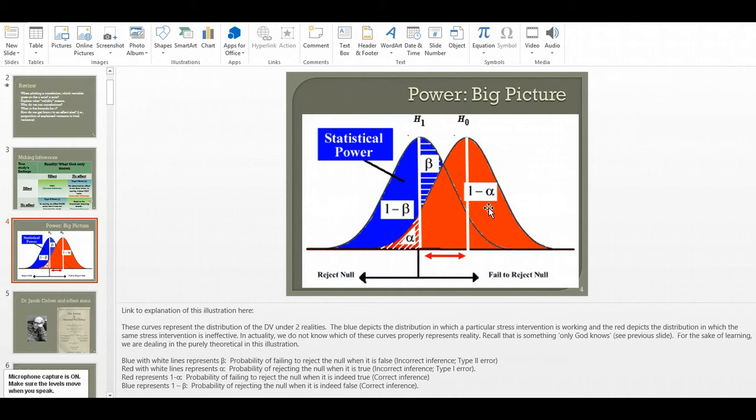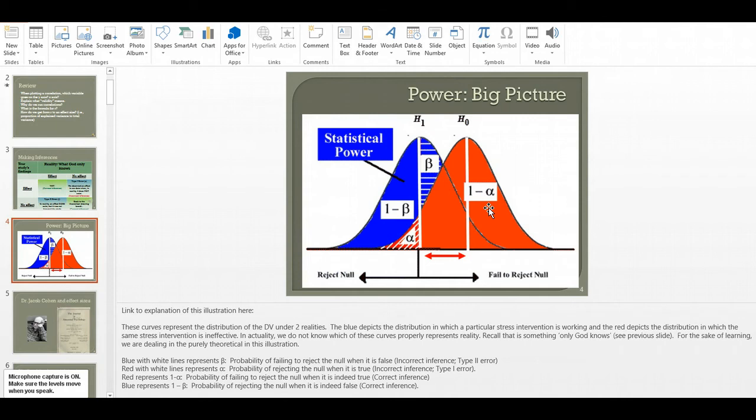Something I just want to remind you of is to keep talking about type 1 and type 2 error with the precise terminology. So remember, type 1 error is the probability of rejecting the null hypothesis when it is indeed true. So it is an incorrect inference. By contrast, statistical power is the probability of rejecting the null hypothesis when it is indeed false. So just practice speaking about these concepts in those ways.